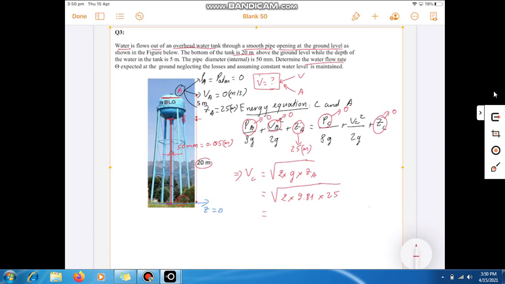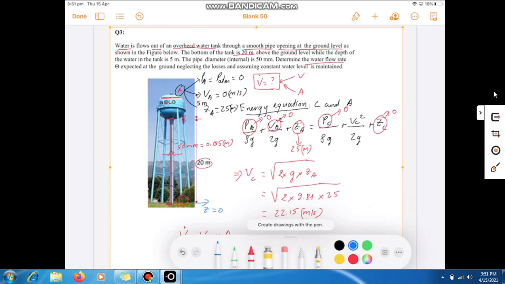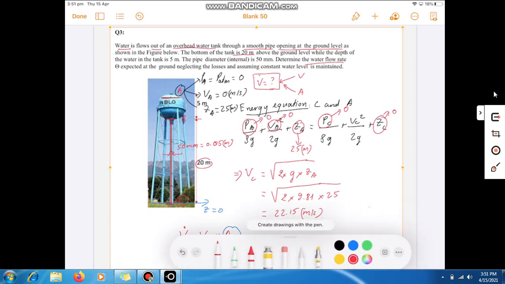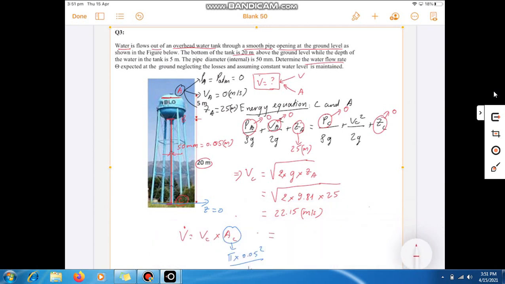So we have velocity. Our velocity at point C is around 22.15 meters per second. When we have velocity, it's easy to find volume flow rate. Volume flow rate equals velocity at point C times cross-section area at point C. The area at point C is a smooth pipe with diameter 0.05 meter, so AC equals pi d squared, 0.05 squared, over 4. From this, the volume flow rate will be 0.0435 meter cubed per second. Thank you.